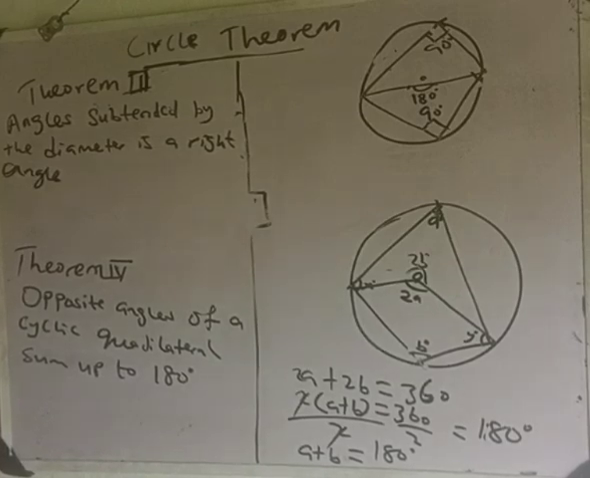You can just use this to solve anything you want to solve, and just know that if it is subtended by the diameter, then it is 90 degrees on the circumference. Then if it's a cyclic quadrilateral, the sum of the two opposite angles will give you 180 degrees.